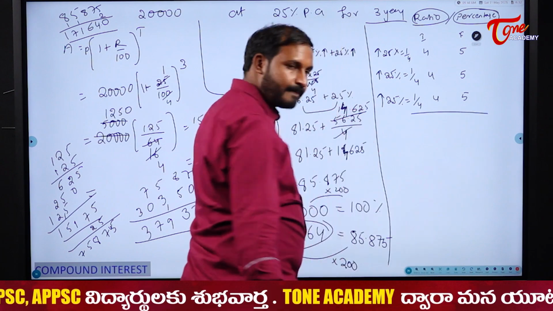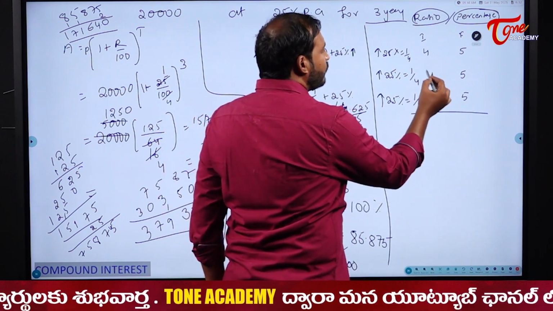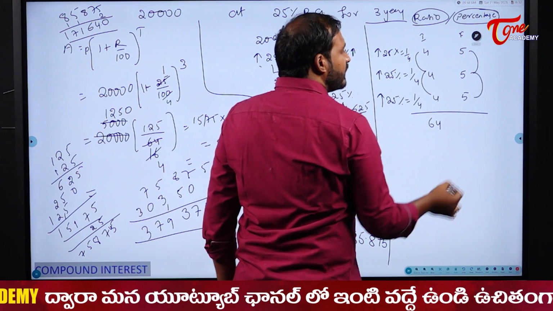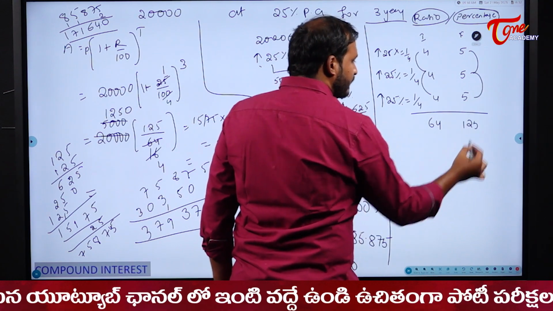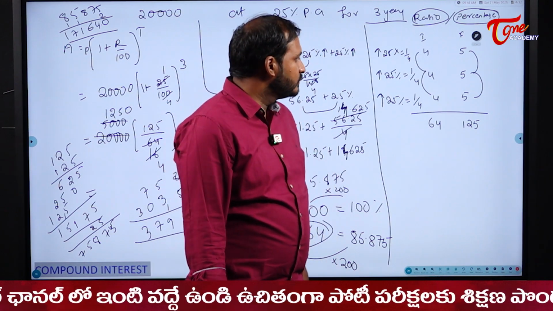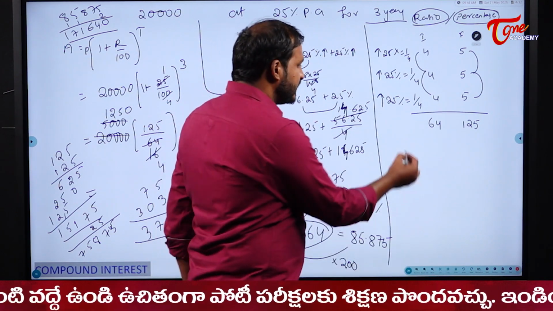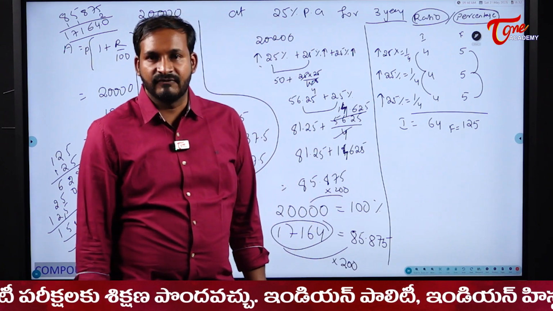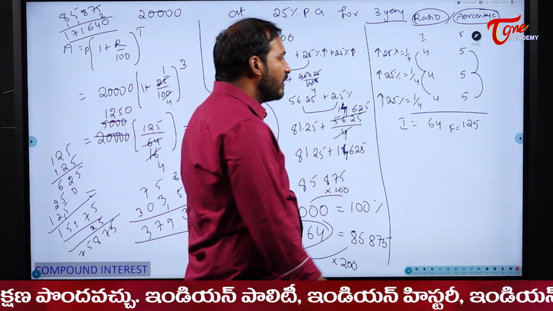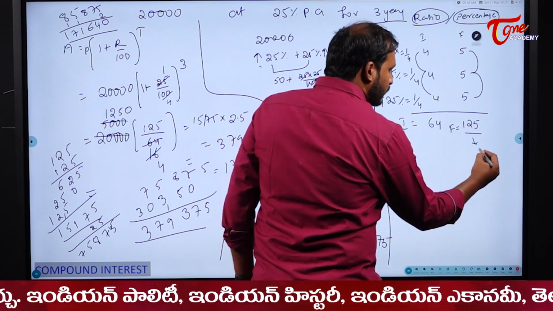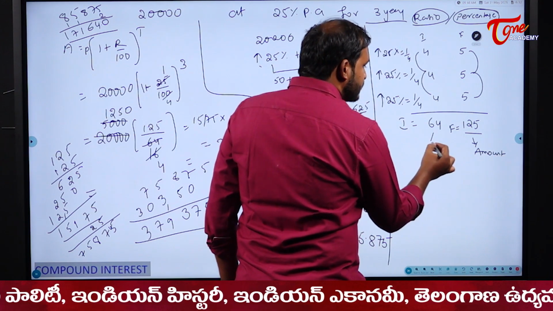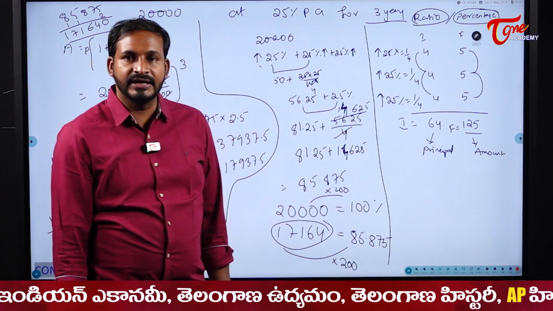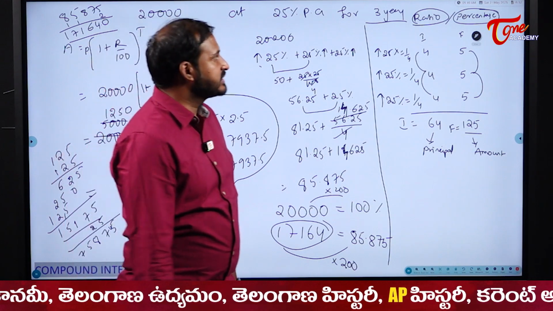Now please observe here, 4 4s are 16, 16 4s are 64. 5 5s are 25, 25 5s are 125. Now this is the initial and this is the final for me here. Now tell me, this final means what? Amount. Initial means what? Principal. And what are they asking us to find here? Interest.